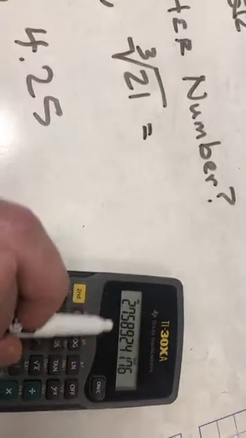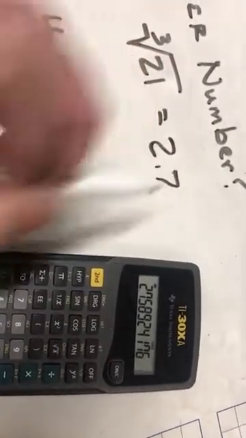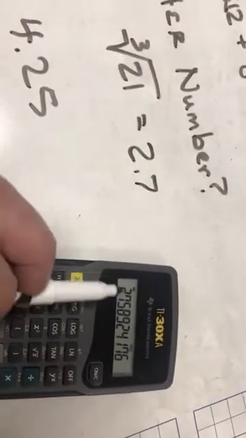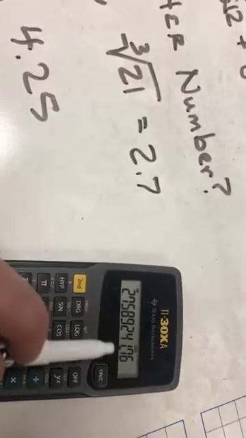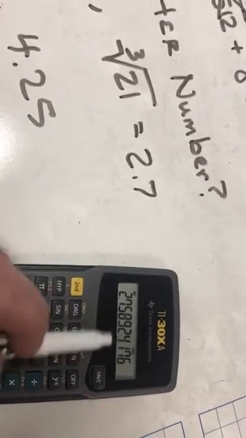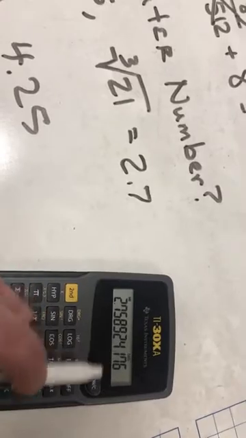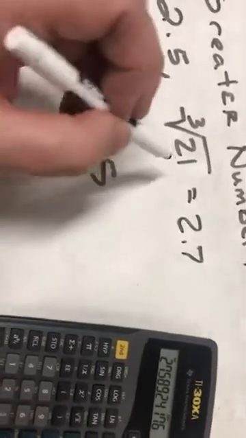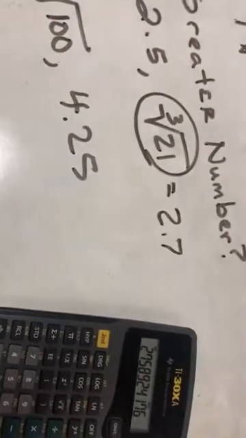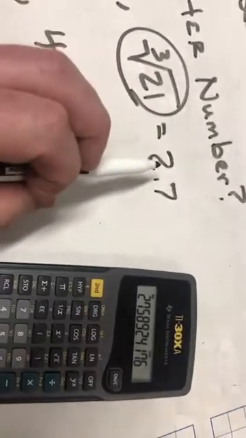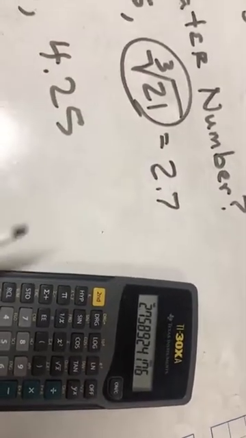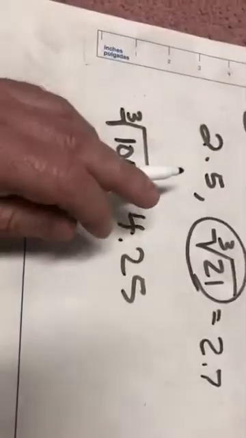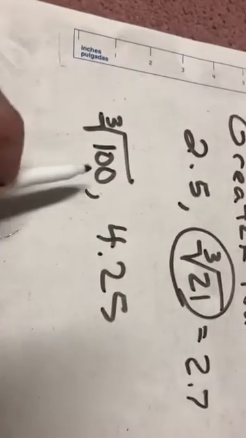The number they give me is 2.5. I see that my first two numbers are 2.7. So clearly, even though it's not exactly 2.7, it's an irrational number because there's no pattern and it doesn't terminate. But clearly I can see that that's the bigger number because that spits out a 2.7, and this is only 2.5.